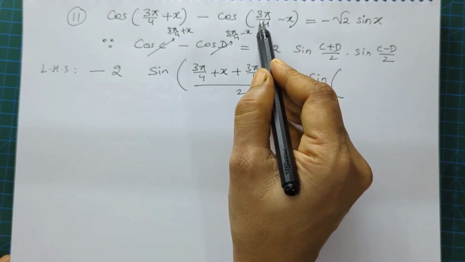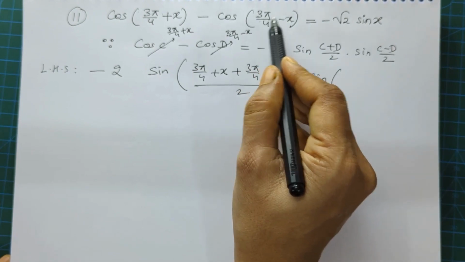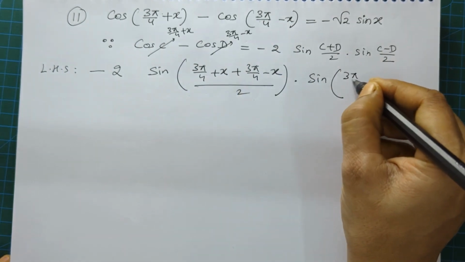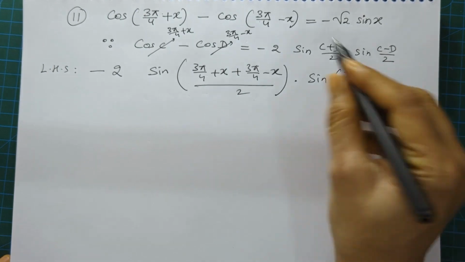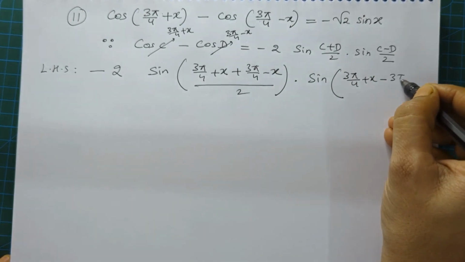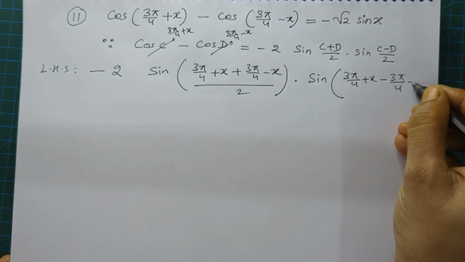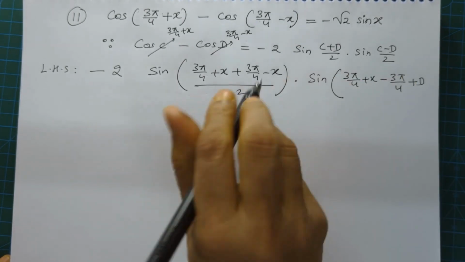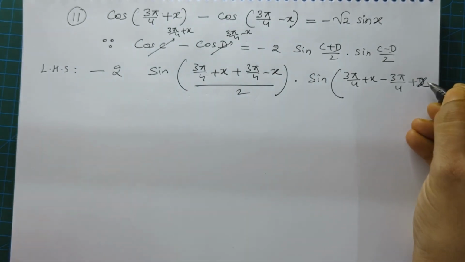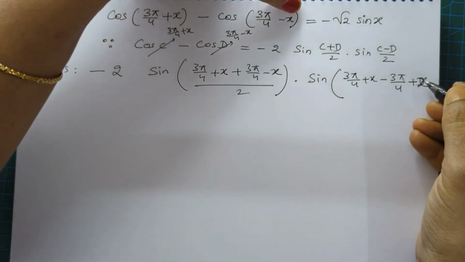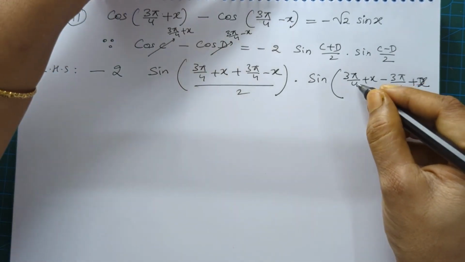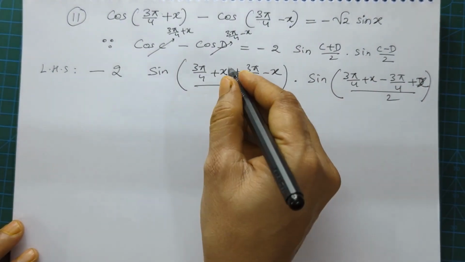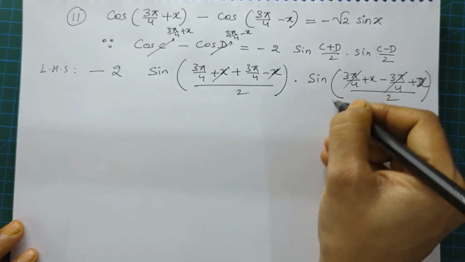Here, because the negative sign is there and two terms are coming up, both the terms' signs will change. So I am writing sine of (C plus D) by 2 first, and then for sine of (C minus D) by 2, the terms will change. The negative one will become positive, and the positive one will become negative. So here x cancels, here 3π/4 cancels.